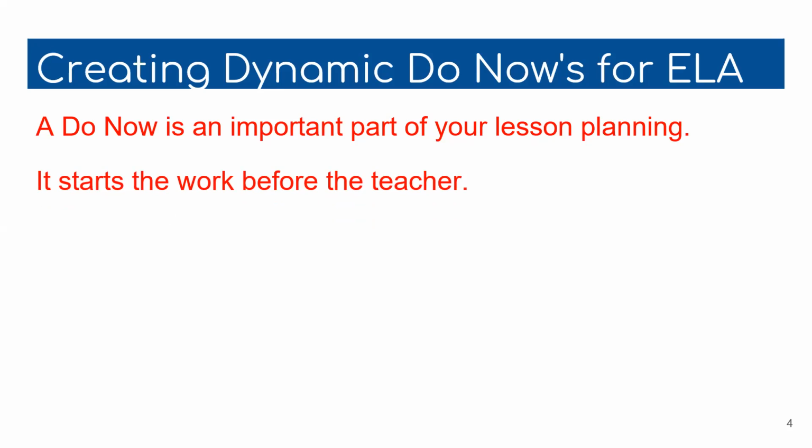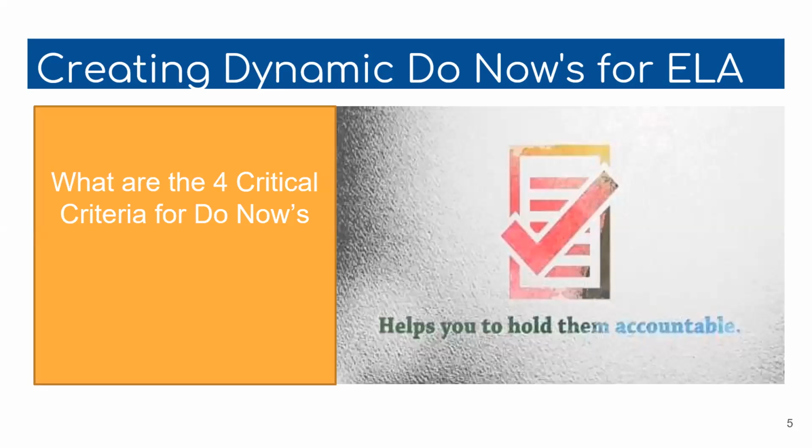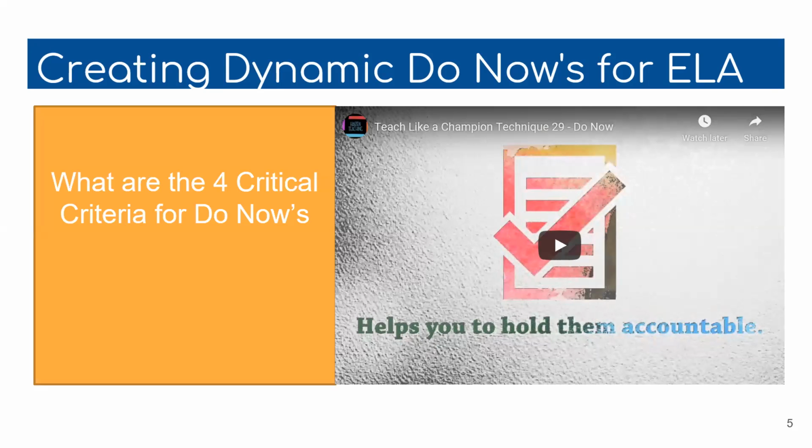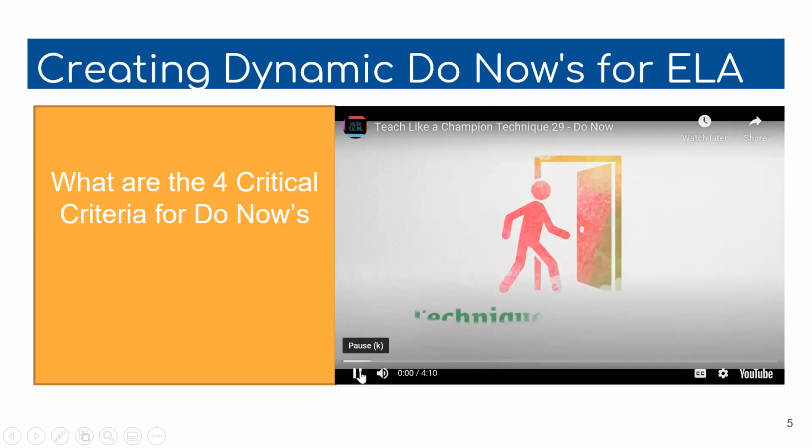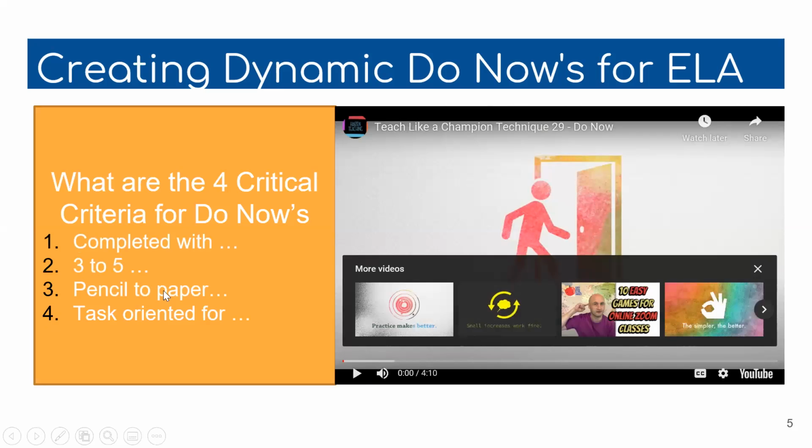Do-nows are important. Now, there are 4 criteria for do-nows according to Doug Lemov. Well, I've given you some sentence starters, some listen-fors as you watch the video created by Teach Like a Champion. So what are they? They are completed with, finishing that critical criteria. 3 to 5, what? Critical criteria.